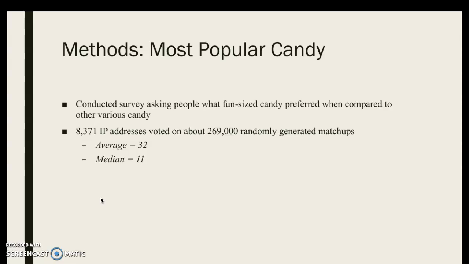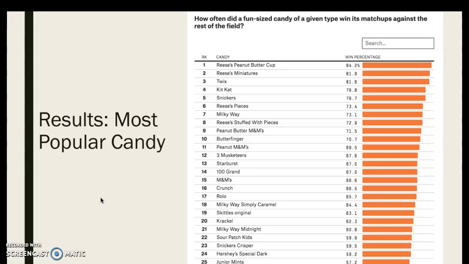Basically, they would put two candies side by side, such as Hershey's and Reese's, and the people would choose which one they preferred. Then it would generate another matchup between two different candies, and they would continue choosing until the survey got enough data. And from their survey, 8,371 IP addresses voted on about 269,000 randomly generated matchups, with an average of 32 and a median of 11 matchups for each IP address.